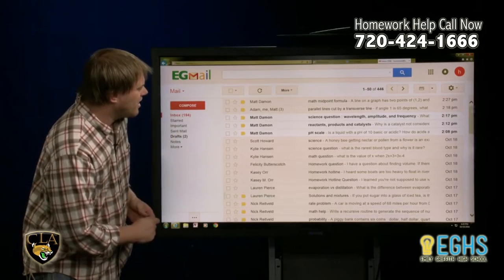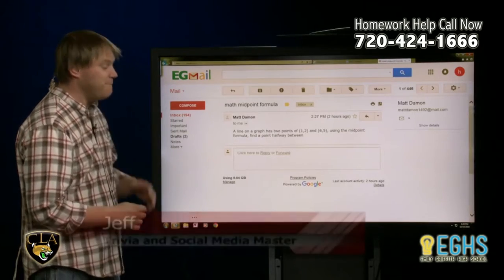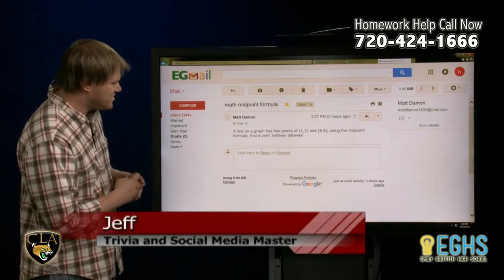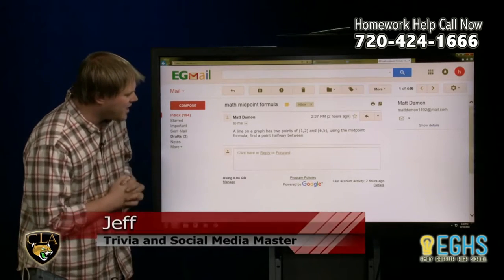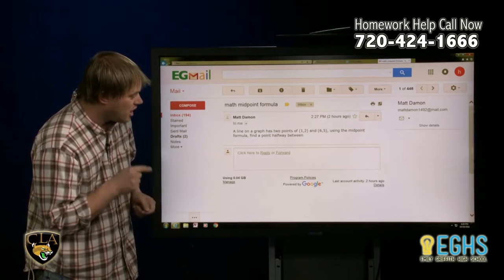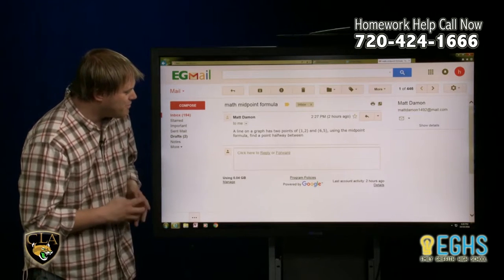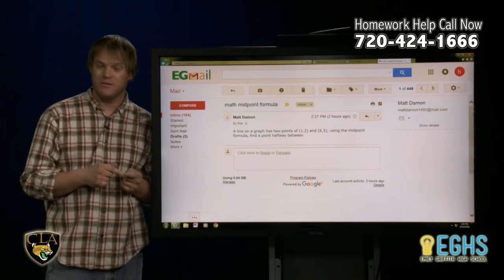We actually have a, let's see, actually this is interesting. We have a math midpoint formula question. Now, this is from a very famous person, but it says here, a line on a graph has 2 points of 1, 2, and 6, 5. Using the midpoint formula, find a point halfway between.